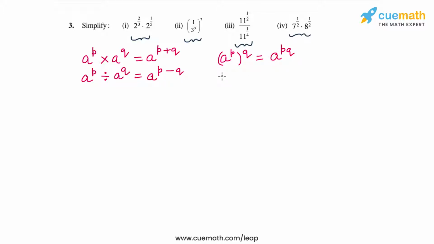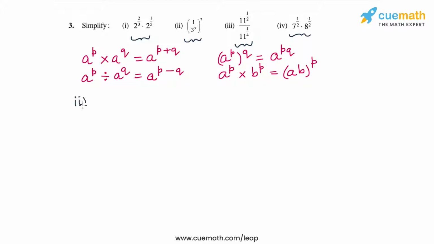And finally, when you multiply two exponential terms with the same powers, so a to the power p into b to the power p, in this case you can write this as ab to the power p. So the bases multiply and the power can be taken as common. Okay, so now let's start with the first part.